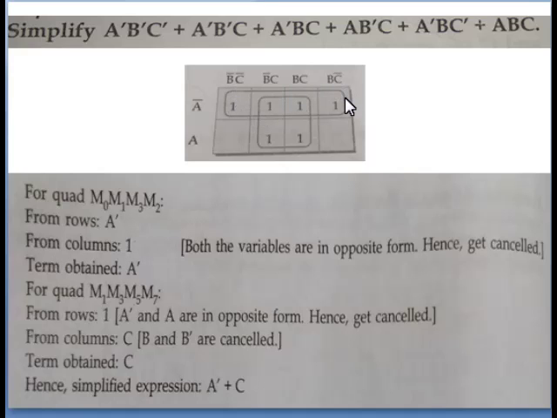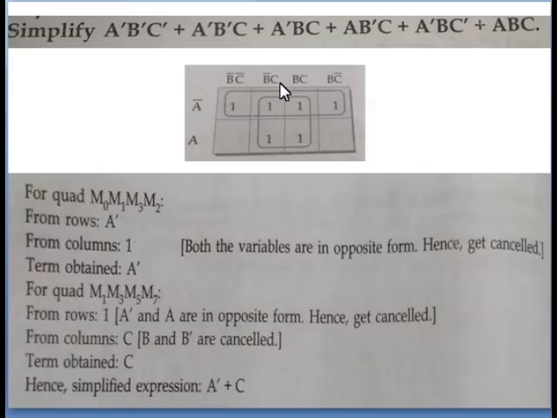From the column we got 1, because see, B'C' and BC, both of them are opposite to each other, right? Here B'C', here BC, so it will get cancelled. The next one, B' here and B here, C here and C' here, so these terms also get cancelled.